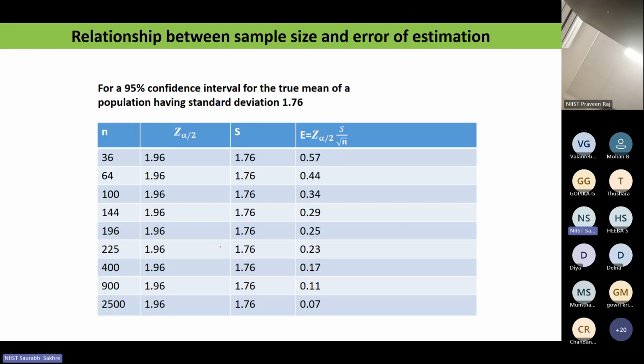Okay, now we will see one example. Suppose my population standard deviation is 1.76 and my sample size n is 36, 64, 100 and so on. This is just a table for a 95% confidence interval for the true mean of a population having a standard deviation of 1.76. So of course my z alpha by 2 will be 1.96. I have already said 95% is my confidence level. My standard deviation is also fixed. So with these two, I can find the error. So you see, when the number of samples is less, the error is more.